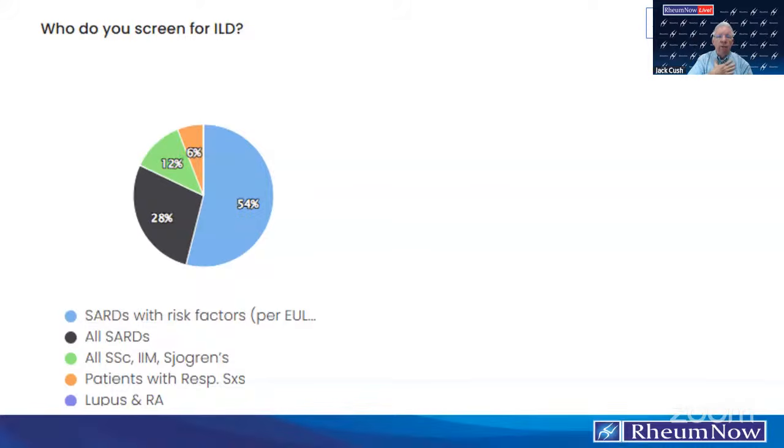We obviously see lots and lots of SARDs. Should all of these that have been mentioned here all be screened in the same way, or should you be more selective? Shane, what do you think?